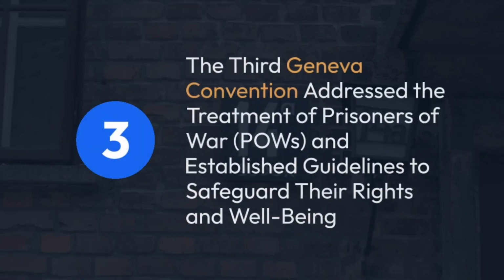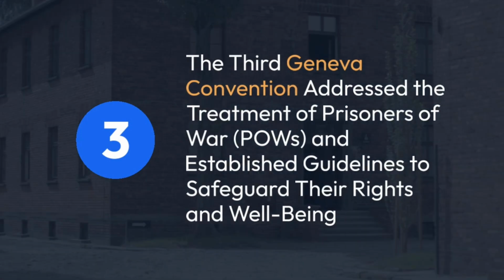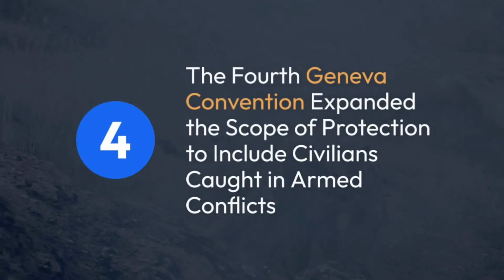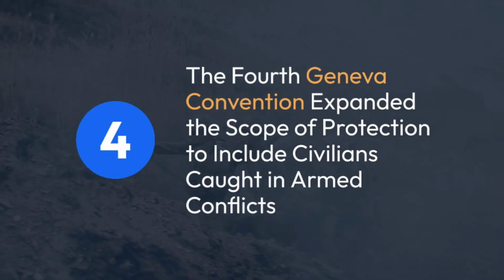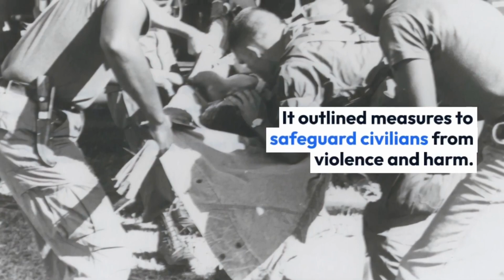The Third Geneva Convention addressed the treatment of prisoners of war, POWs, and established guidelines to safeguard their rights and well-being. The Fourth Geneva Convention expanded the scope of protection to include civilians caught in armed conflicts. It outlined measures to safeguard civilians from violence and harm.